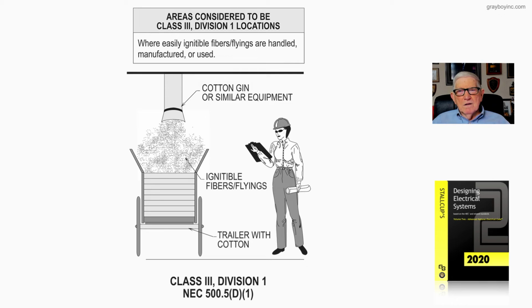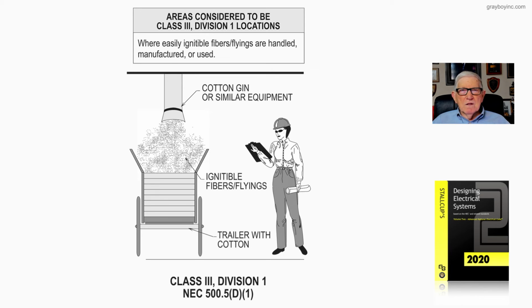So again, you're going to go to NFPA 499 to get your information on these areas, in accordance with whether it is new equipment, new areas that are being considered, where the equipment is installed.